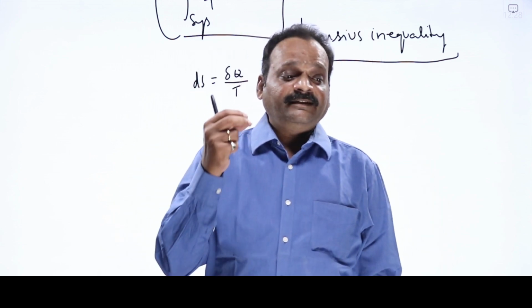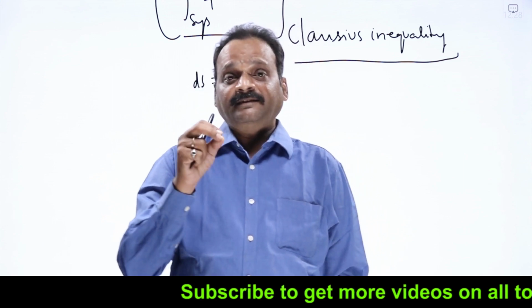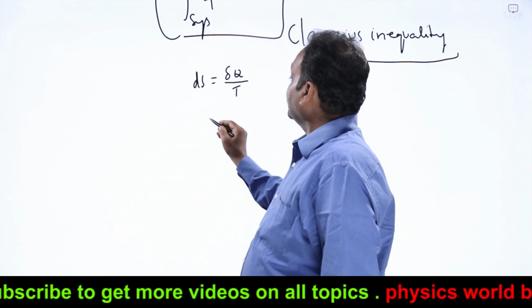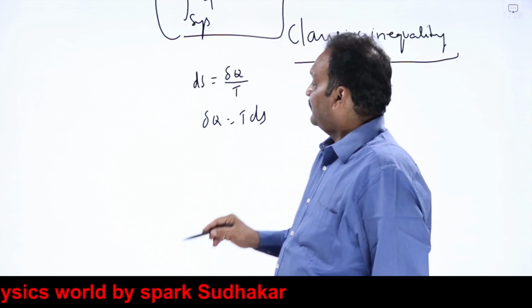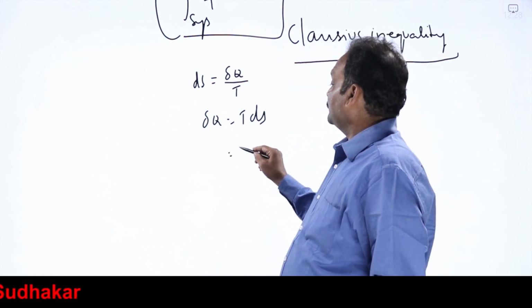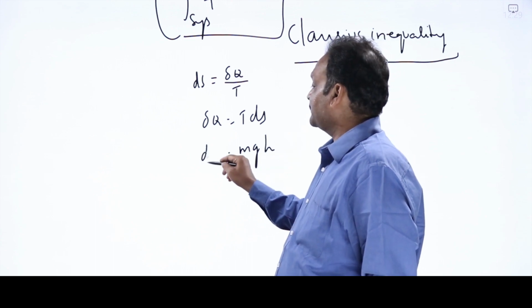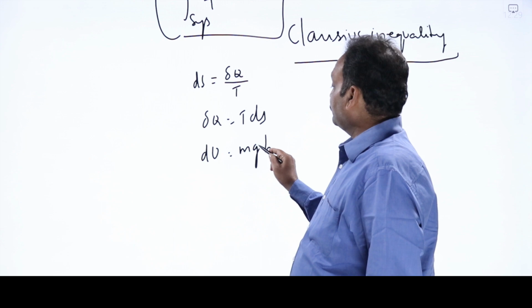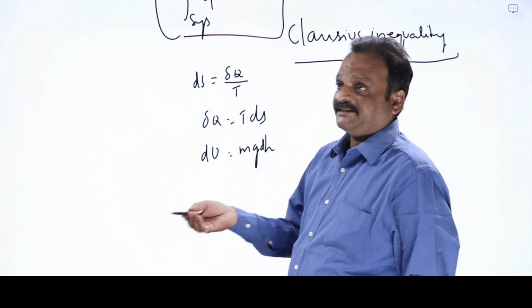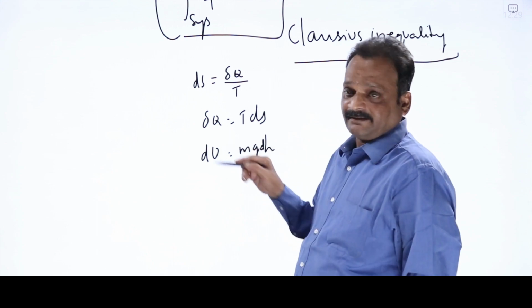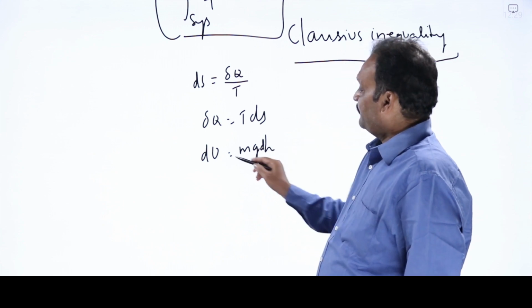Some equated it to thermal inertia. So delta Q is equal to T into dS, right? See, what is gravitational potential energy? The change in gravitational potential energy dU is equal to mg into dh. By what amount the potential energy changes depends on the height through which its position has changed. Change in height, dh.